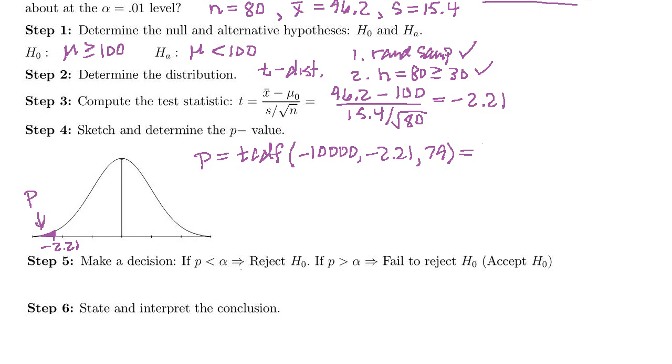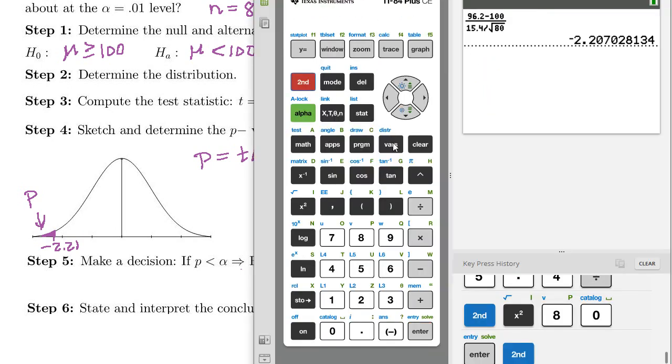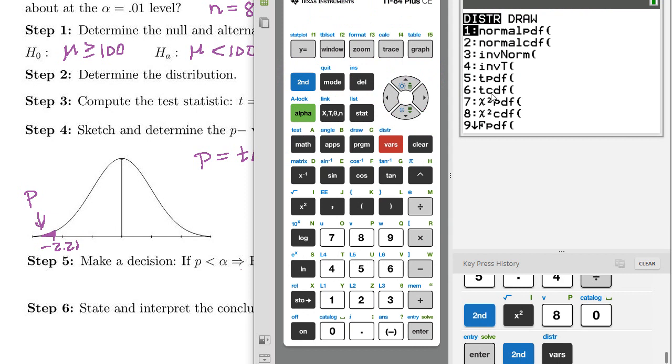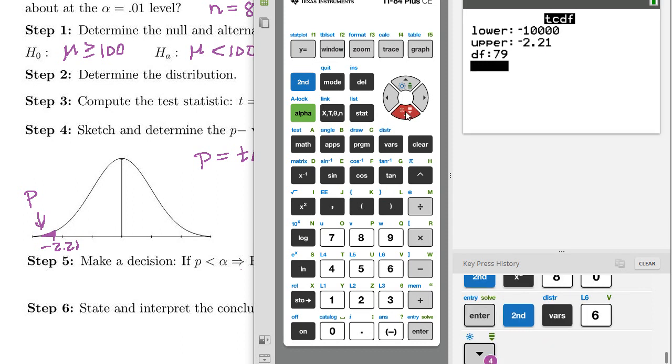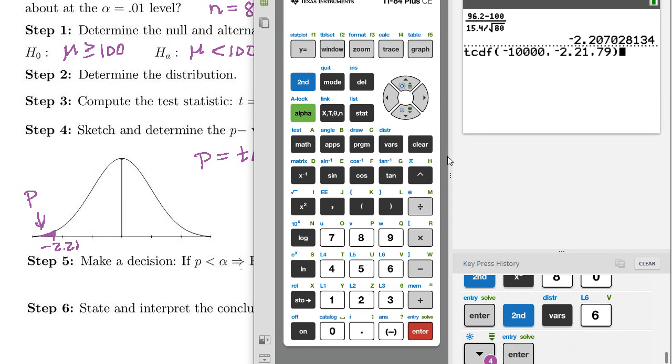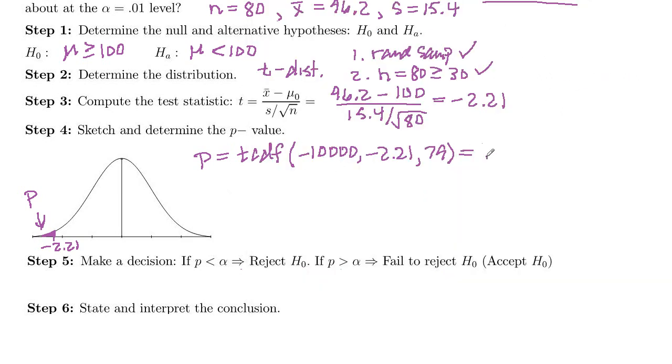Plug that into the calculator. So second variables, get to our distribution menu. TCDF is number 6, on negative 10,000, negative 2.21, degrees of freedom 79. So I'd already entered those in. So 0.01499, so 0.0150 to 4 decimal places.